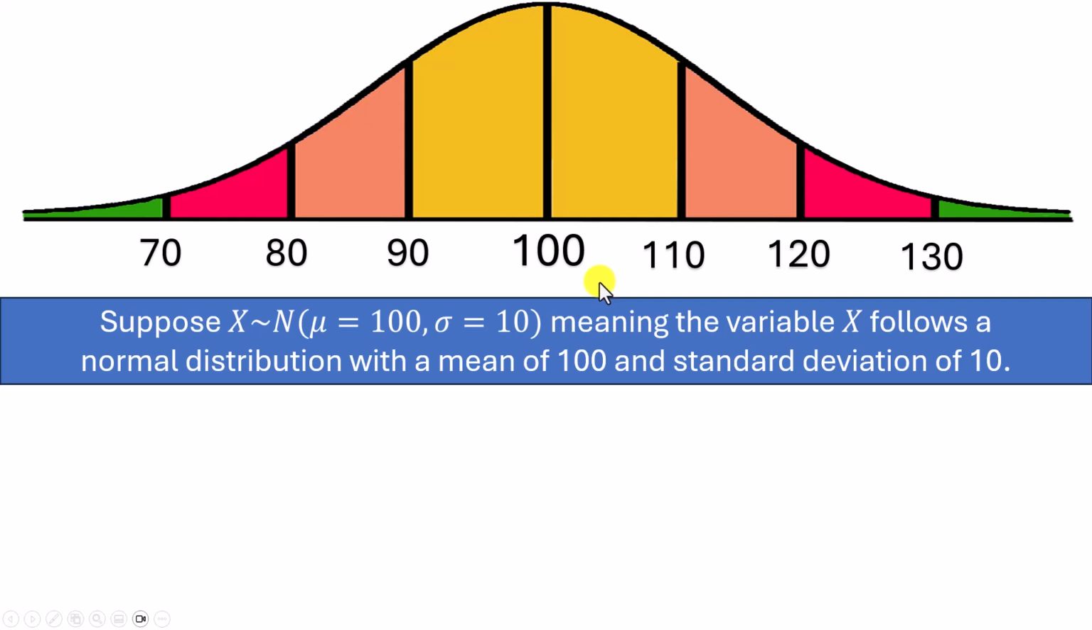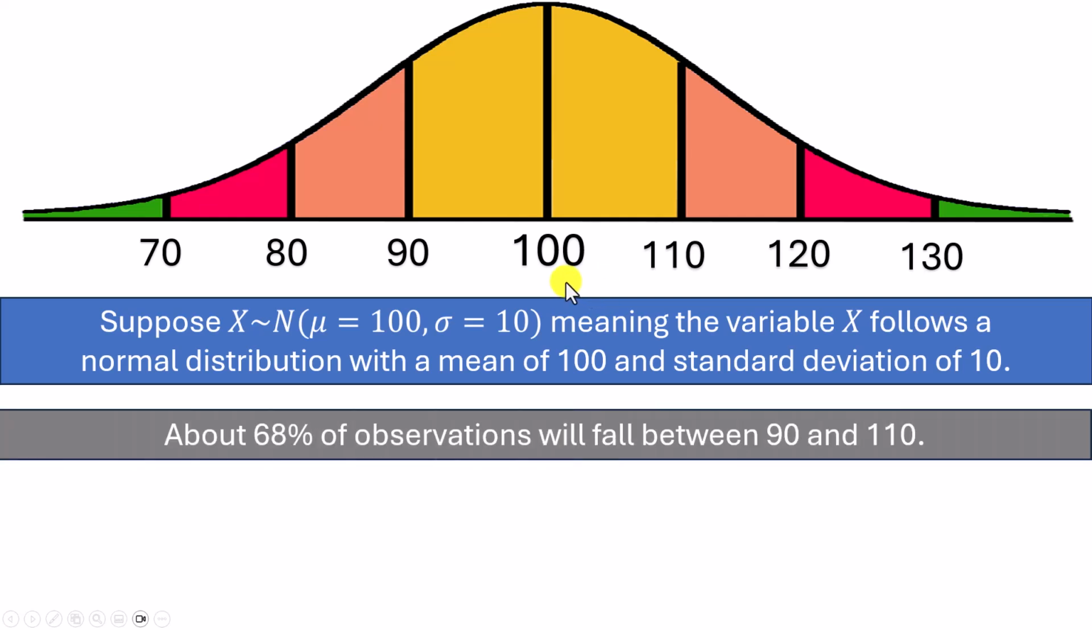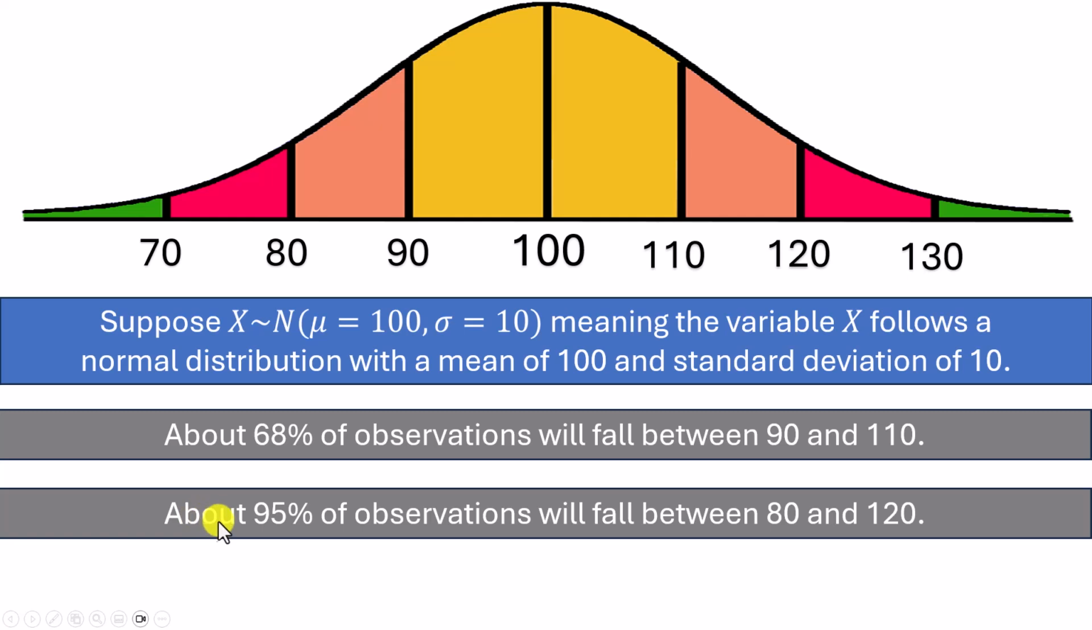About 68% of the observations should fall within one standard deviation of the mean. So that would be between 90 and 110. Those are one standard deviation or one 10-unit increment below the mean and above the mean. So we could expect that about 68% of the observations will fall between these two values. The second number is 95%. And according to the empirical rule, about 95% of the observations will fall within two standard deviations of the mean. So that means 2 below, 80, and 2 above, which is 120. So 95% of the values will fall between 80 and 120.